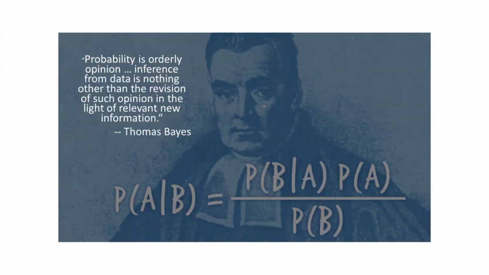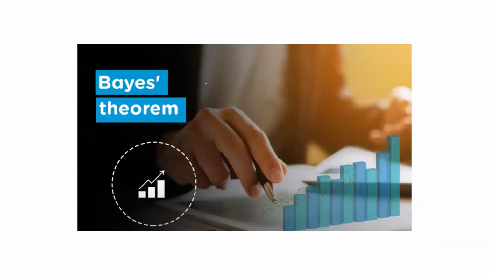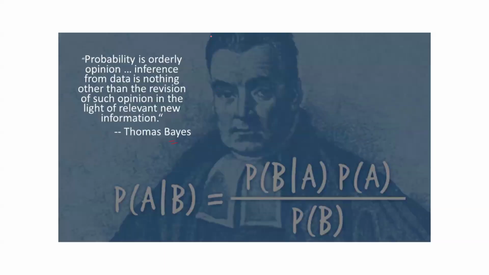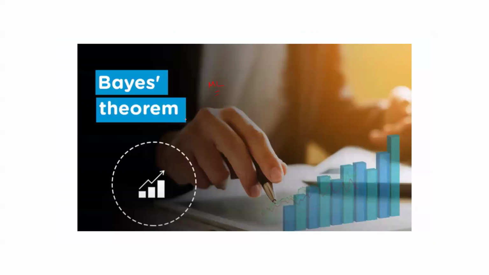There is one famous mathematician called Thomas Bayes. One theorem is there, that is Bayes theorem, a very popular algorithm in machine learning. It is named after this famous mathematician Thomas Bayes. Here, how are we going to find the probability of a hypothesis given evidence? Let us see that.